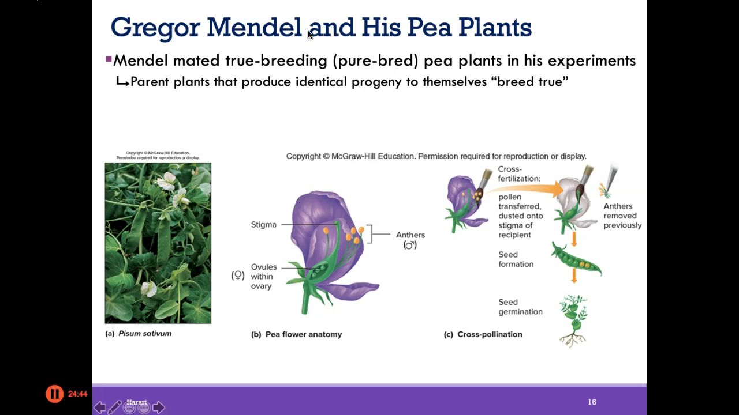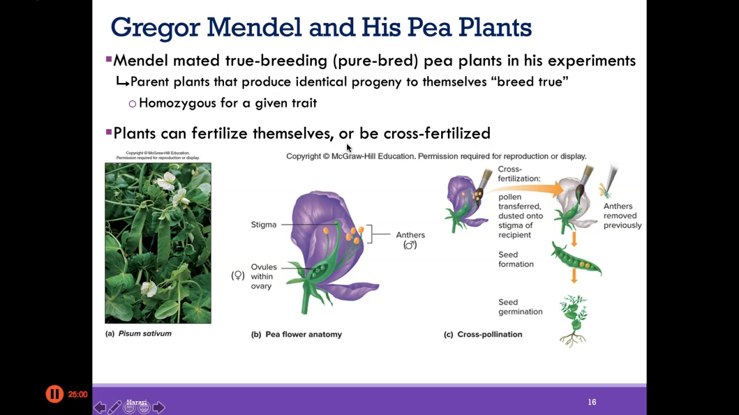So this is important. True breeding means that they have the same two of the same allele. They're homozygous for a given trait. Right? There's no difference in them. They're homozygous. And it's important to know that plants can be fertilized themselves, so self-fertilization, or they can be cross-fertilized.